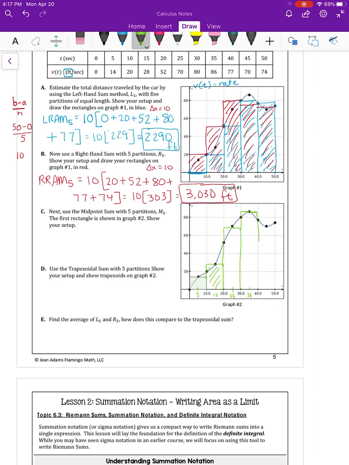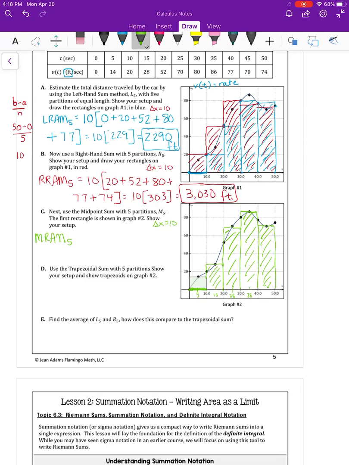And then the midpoint here is at 25. And so that's this one. And you'll follow it across, and you're going to calculate the area of that rectangle. Here's your midpoint here at 35. And you'll bring that across and down. And that's going to be the area of that rectangle. And then the midpoint here, follow across and down. And that's going to be that rectangle. So this is going to be MRAM 5.